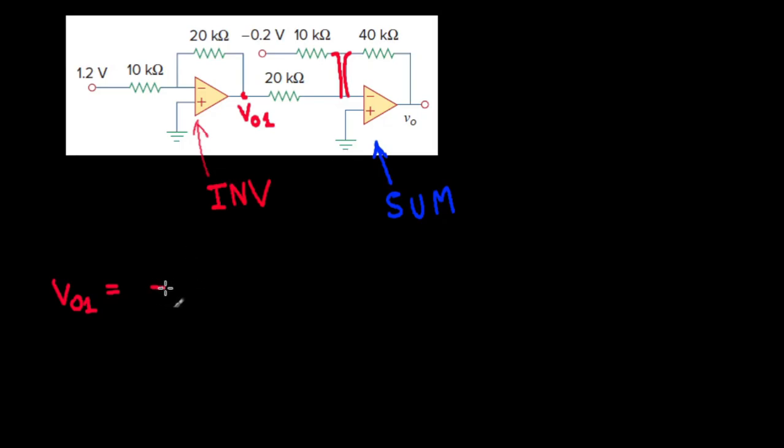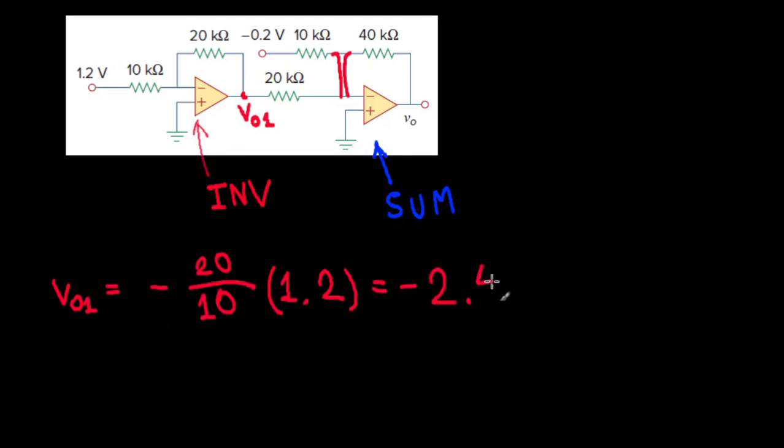So let's write that down. It's negative 20 kilo ohms. Both of them are in kilo ohms, so the kilos will just cancel out. So 20 by 10 multiplied by 1.2. That gives me negative 2, so negative 2 times 1.2, which is negative 2.4.